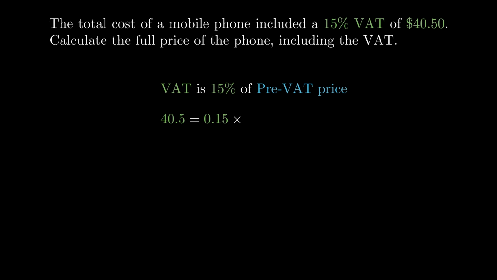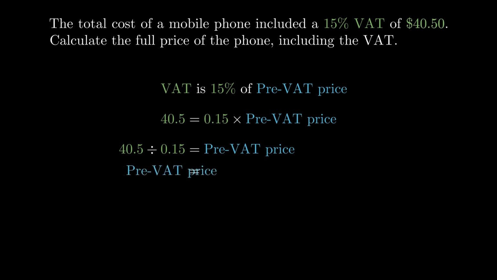Then the pre-tax price is something that would be very helpful for us to know. So let's leave that here, unknown, we'll just write that out again. And we can easily work out what this pre-tax price is by killing the multiplication. And we do that by dividing through by 0.15 like this. And that gives us a pre-tax price of $270. That's just 40.5 divided by 0.15.